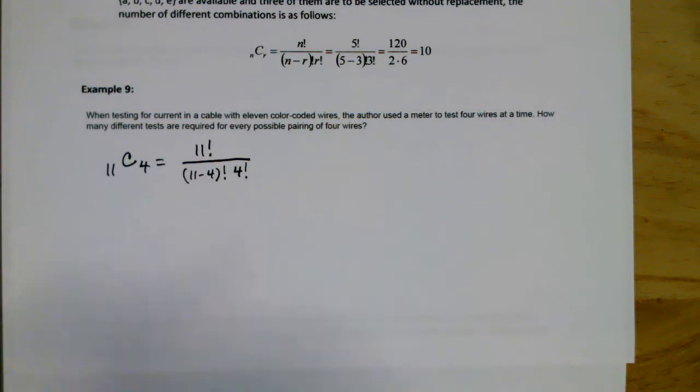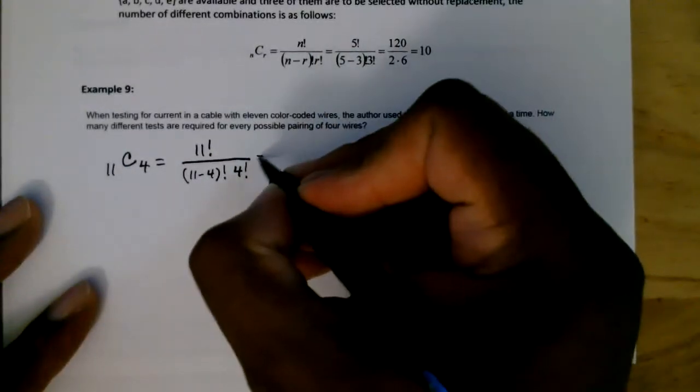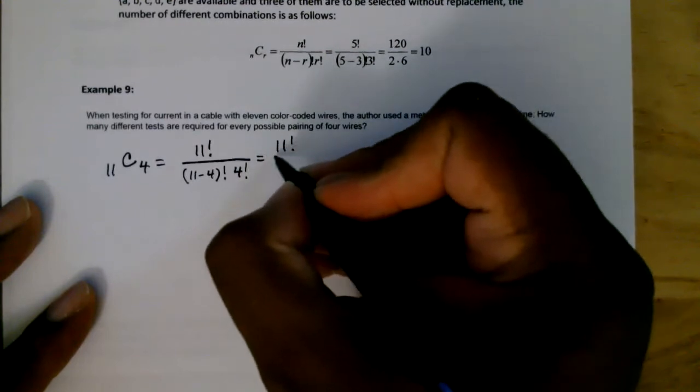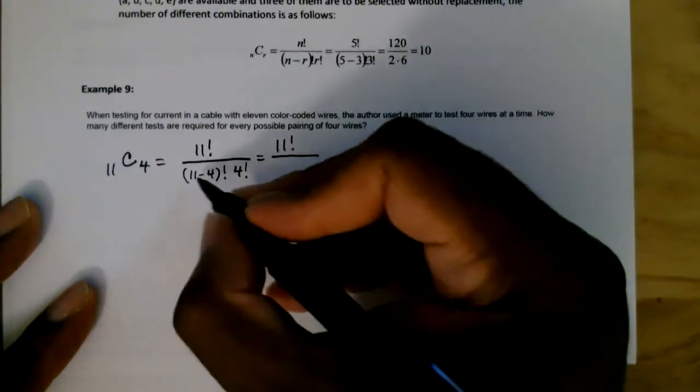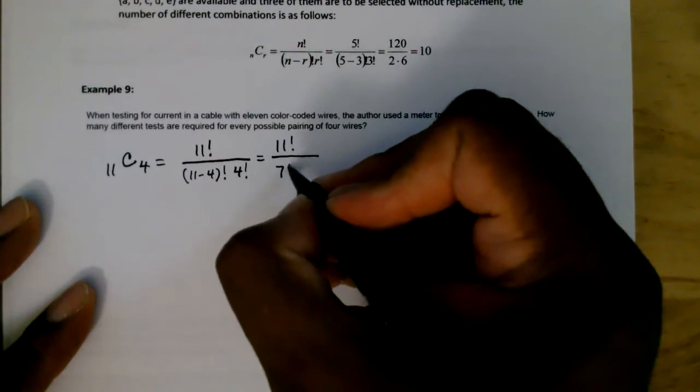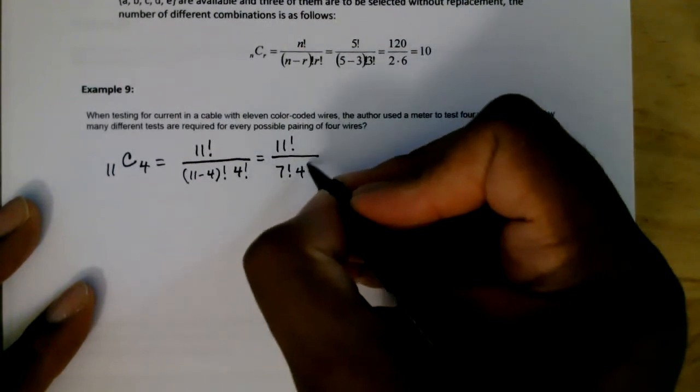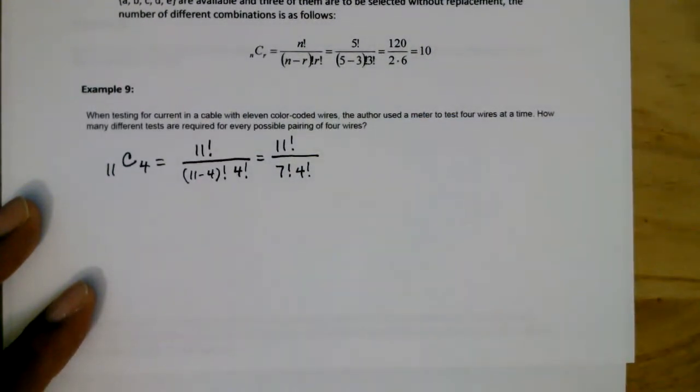Now let's simplify. 11 minus 4 is 7. So that means I'm going to have 11 factorial on top, divided by 11 minus 4, that's 7 factorial times 4 factorial.